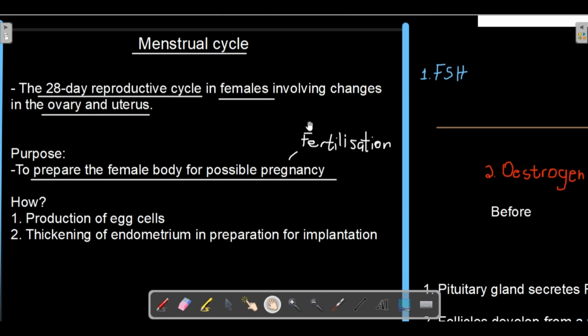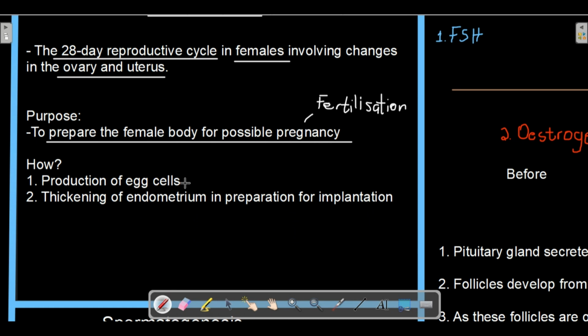How do we prepare the female's body for possible fertilization? We do so firstly by producing egg cells. Okay, remember, in order for fertilization to occur, you need a sperm cell and an egg cell. And as we had discussed in the last video, this occurs individually. So you will have the egg cell occurring individually via oogenesis, and the production of the sperm cells occurring separately in the male body via meiosis as well, in a process that we call spermatogenesis.